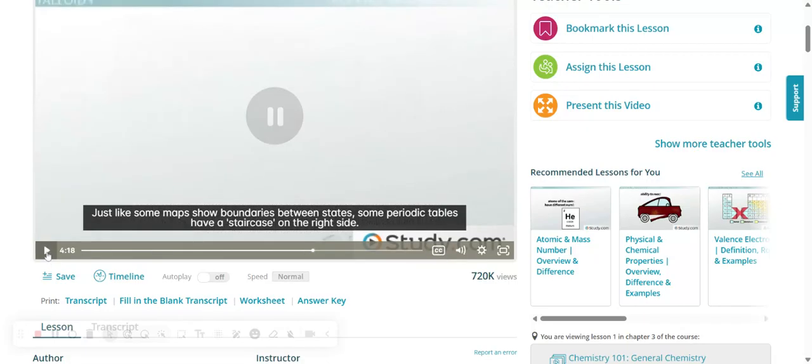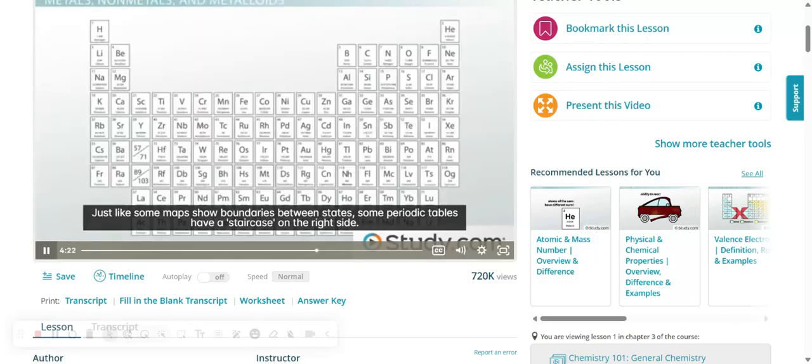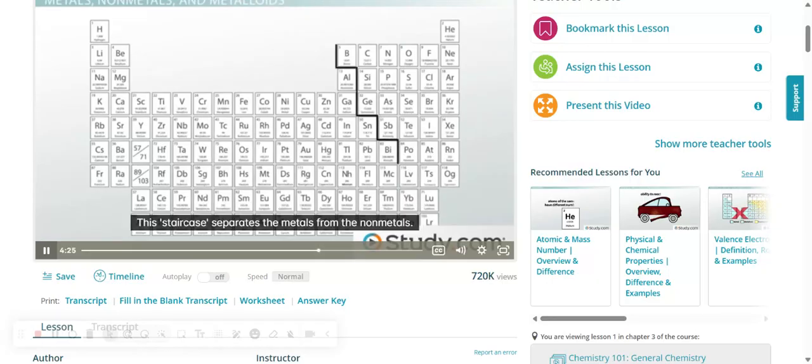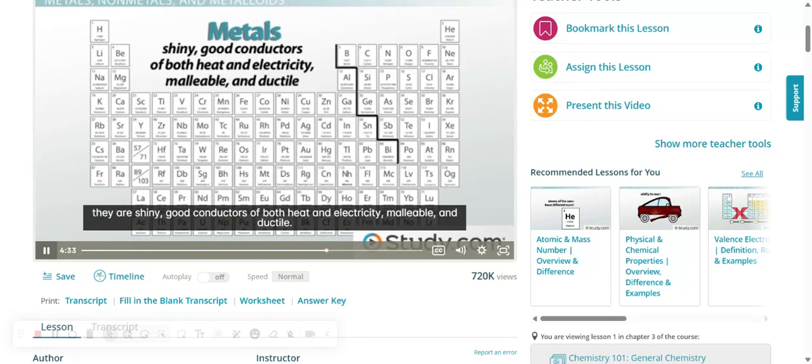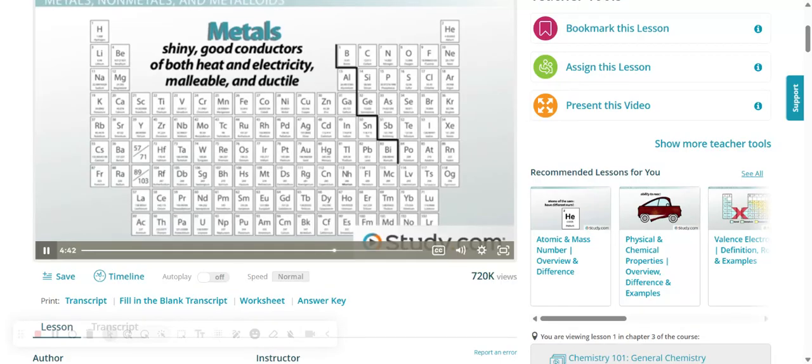Just like some maps show boundaries between states, some periodic tables have a staircase on the right side. This staircase separates the metals from the non-metals. Metals are found on the left side of this line and all have very similar properties. They're shiny, good conductors of both heat and electricity, malleable and ductile. Malleability and ductility refer to the substance's ability to be deformed without cracking. If your car gets dented, it is because it is malleable. If it were to crack, then it would be brittle.